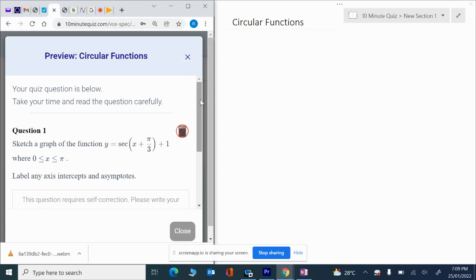Okay, so for this question, we want to sketch the graph of sec(x + π/3) + 1 over this domain with no calculator. So one way we can do it is to start by looking at the graph of cosine x and building up towards the sec graph, because remember sec x is the reciprocal of cosine x.